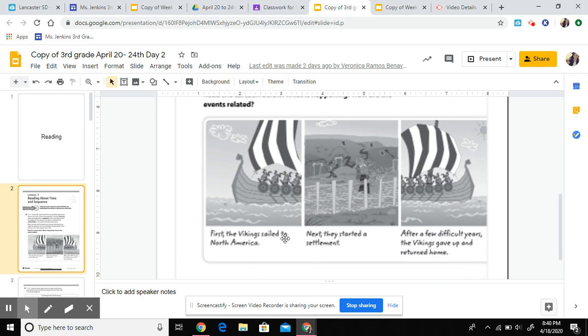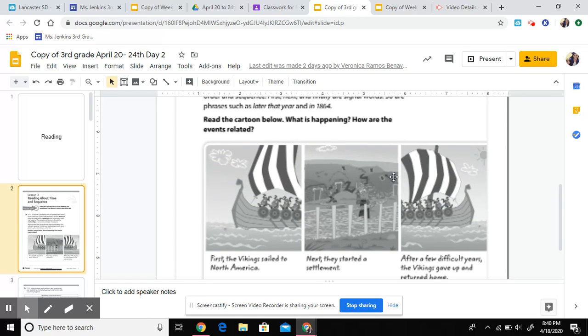First, the Vikings sailed to North America. Next, they started a settlement. So they started building their own little town and their own little community. After a few difficult years, the Vikings gave up and returned home. So first they went to North America, kind of settled down, got ready, and then they're like, forget it, and they went back home. So what is happening? How are the events related? How are all 3 of these events related together?